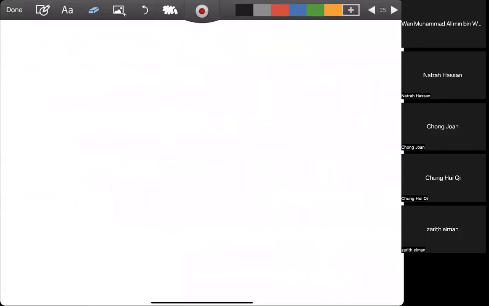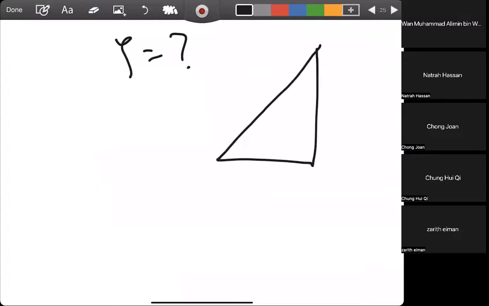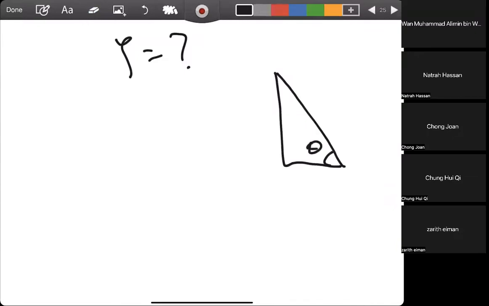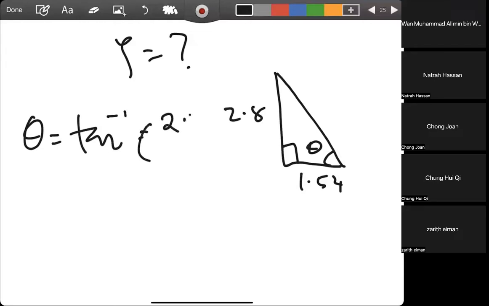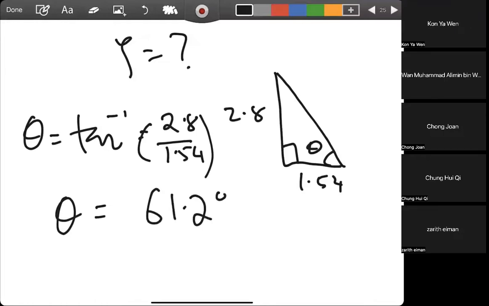So how do you find the zeta? You have this line. This one is 1.54, this one is 2.8. So theta is the inverse tangent of 2.8 over 1.54, which is 61.19 degrees. So zeta is 0.482.